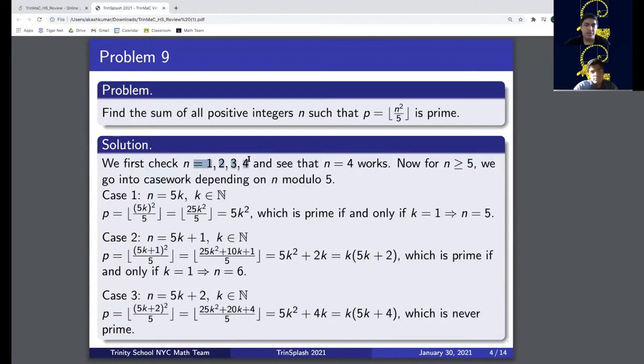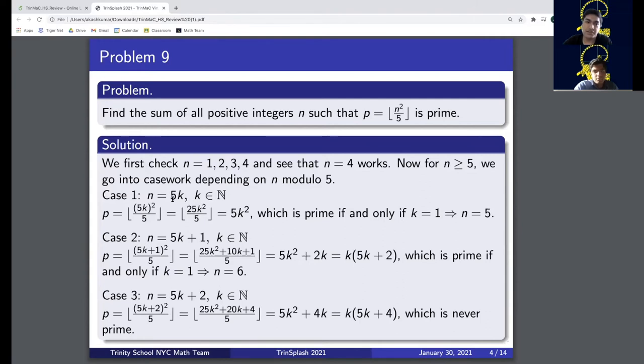When you test 1 through 4, you can see that 4 works, because 4 squared is 16, divided by 5 is 3 point something. So the floor would be 3, and 3 is prime. So among the first 4 numbers, 4 works. And then for n greater than or equal to 5, you go into casework depending on what n is mod 5, right?